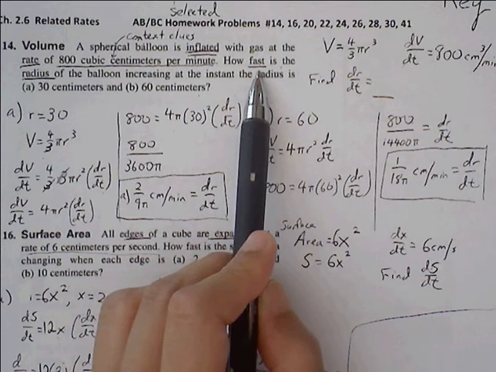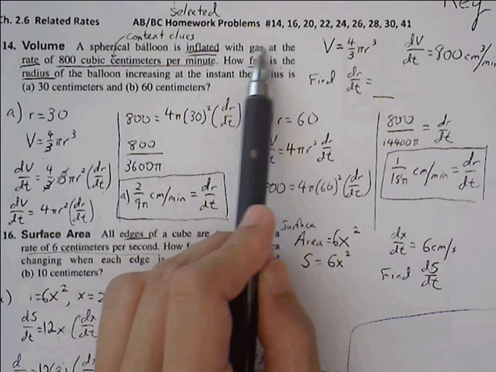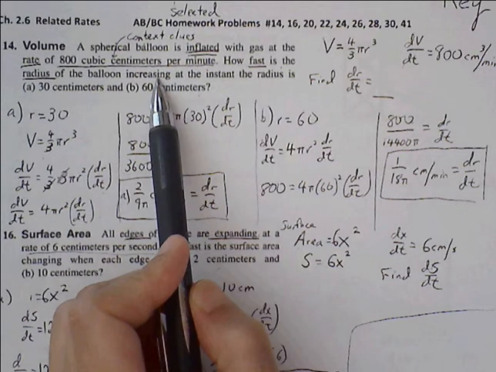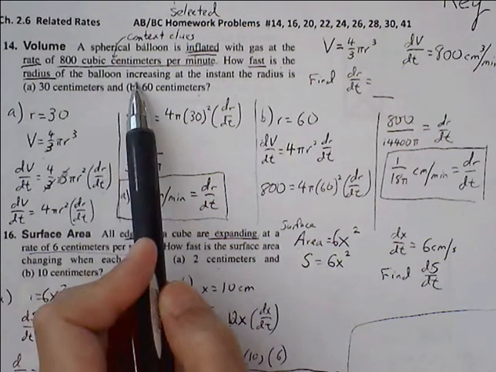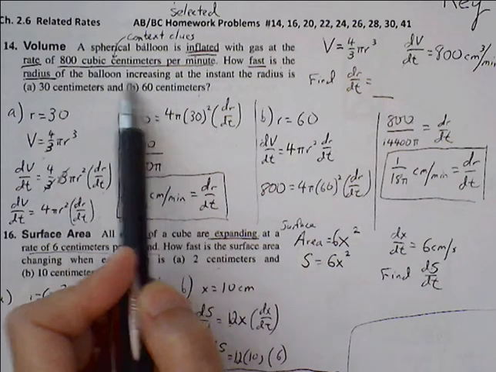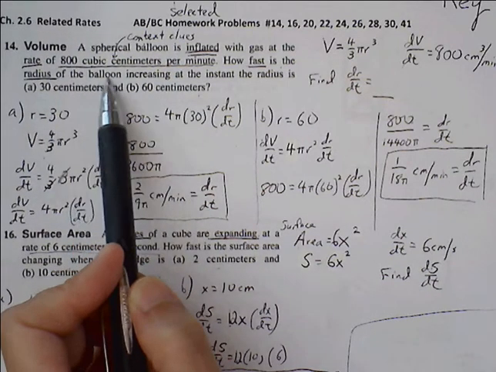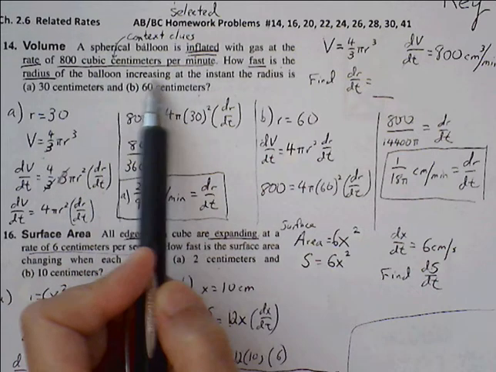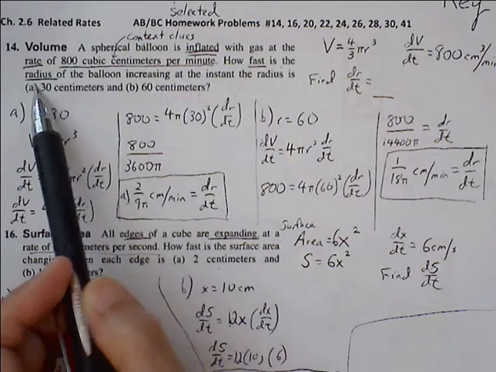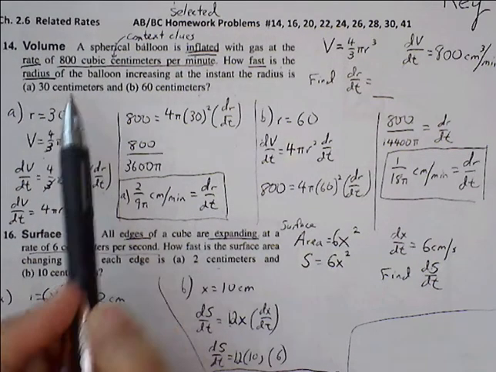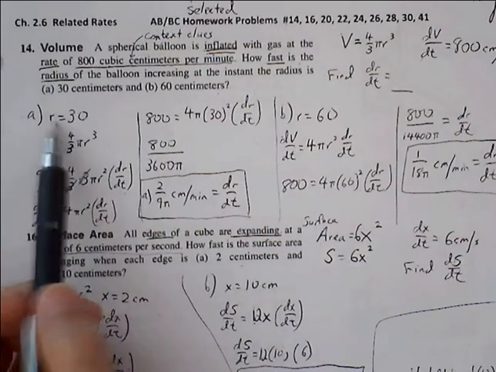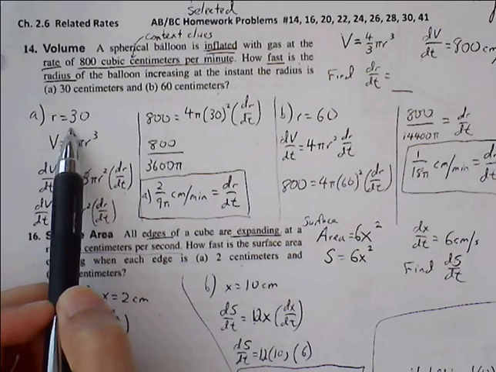How fast is the radius of the balloon increasing? How fast is a description that represents rate. The balloon is increasing, and so is the radius of the balloon. We know this is asking for the rate of change of radius with respect to time, so we're looking for dr/dt. Part A, at the moment when the radius of the sphere is 30 centimeters, we know that information as well.